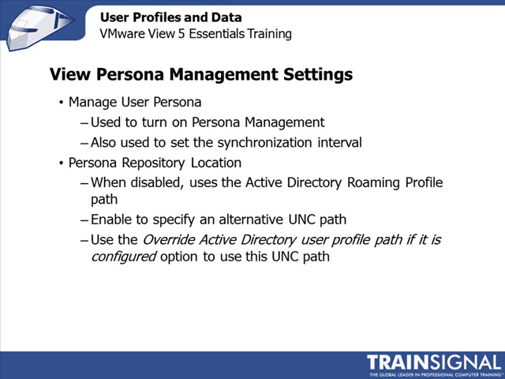If you enable Persona Management, but don't define a Persona repository location, View will go into the user account and look at the Active Directory roaming profile path that may be set there, and use that as the location. This is where we would want it to save the profile if we want the user to be able to roam back and forth between physical and virtual desktops. But if we don't want that, we definitely want to specify an alternative UNC path, so we don't have to worry about the Active Directory roaming profile and the Persona Management profile stomping on each other. In that case, we want to explicitly check the Override Active Directory User Profile path if it is configured option, so that it will force it out to this UNC path.